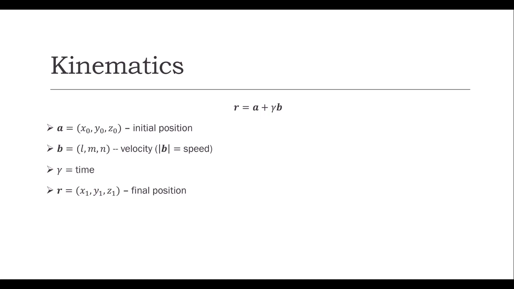Next we have kinematics. So kinematics is motion, and our vector equations describe position and motion. So this equation here, A would be your initial position, B is your velocity. So the absolute value of your b value is going to be your speed. And then gamma is your time. And this can help you figure out your final position. So we'll practice with this in one of our IB practice questions.